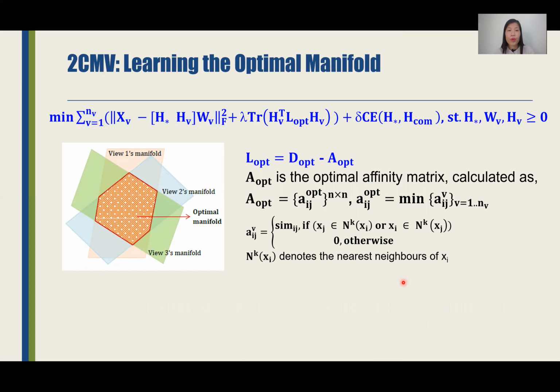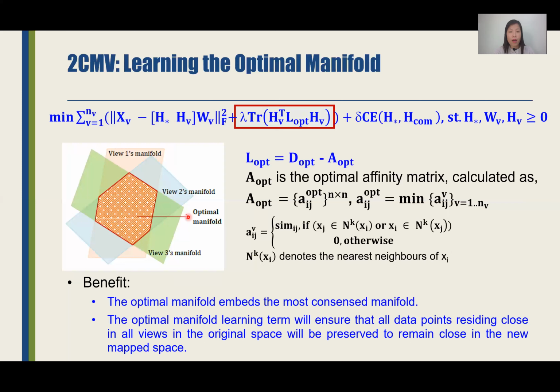As a second contribution, we propose to learn the optimal manifold, which is the most consistent manifold, as illustrated as the intersection part of all manifolds in the figure. The optimal manifold is calculated from the optimal affinity matrix A-opt, which is calculated by taking the minimum affinity values from all views. So the second term in the objective function is to learn and preserve the optimal manifold, which is to ensure that all data points residing close in all views in the original space will be preserved to remain close in the new map space.